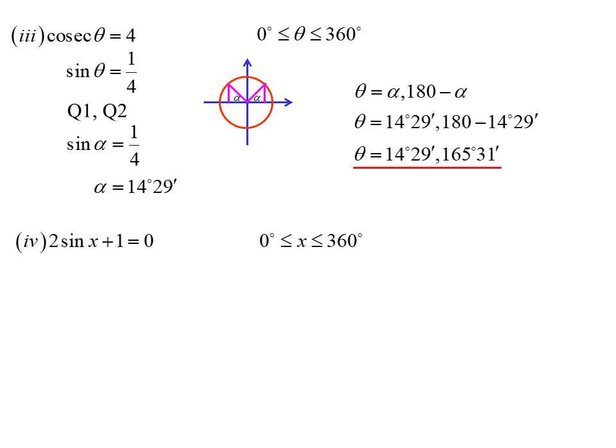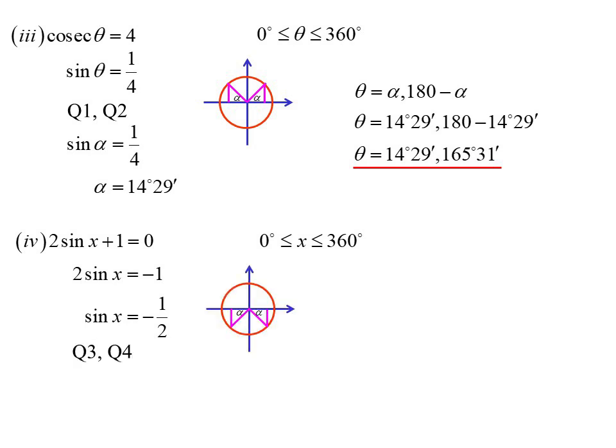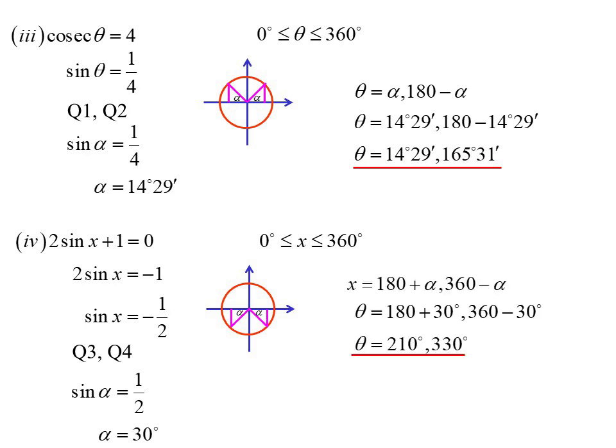Hang on a sec. It's an equation like any other. We want to make x the subject, but before we can make x the subject, in this case we've got to make the trig piece the subject. So we make sine x the subject. Negative a half. Okay, third and fourth quadrants. The acute angle is 30 degrees. Put it all together. Got my two answers.